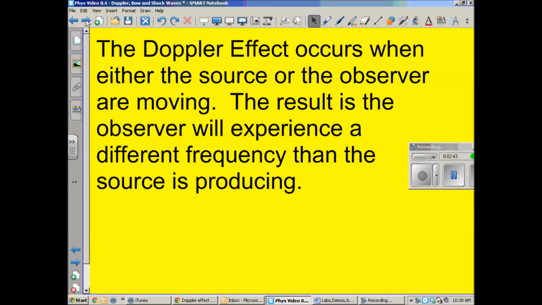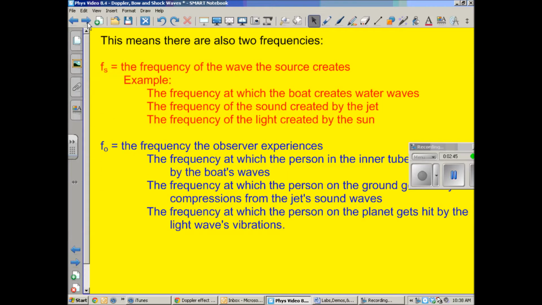All right? So, as a result of that, there's two different frequencies. There's the frequency of the wave that the source creates. So the boat moving through the water is going to be bouncing up and down, creating waves with some frequency. There's also the frequency at which the person floating in the water gets hit. So this is the frequency at which the boat is creating waves. The frequency the observer experiences would be the frequency at which he gets hit by the waves. Okay.